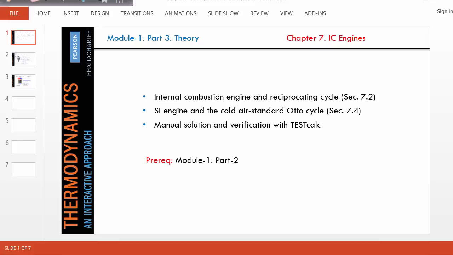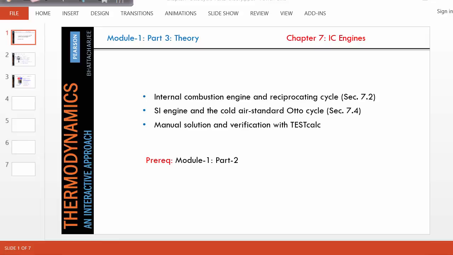From Chapter 7 onwards, we are going to look at various implementations of heat engines. Chapter 7 is about the internal combustion engine. Again, all combustion engines can be either internal combustion, where the fuel is burnt inside the engine, or external combustion. In internal combustion engines, there are two types of engines we will encounter.